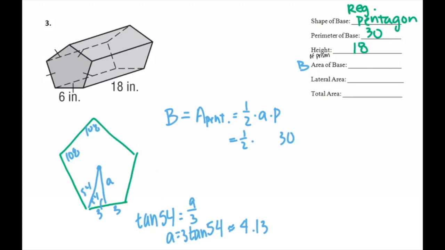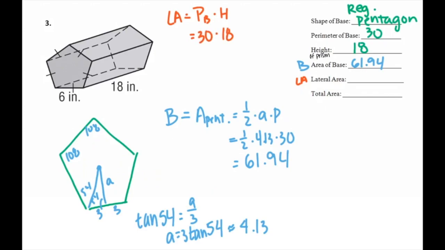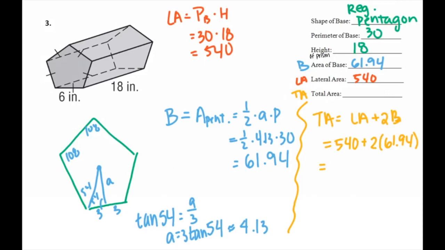So I'm going to put that in for the apothem. So when I go to finish solving for the base, I'm going to multiply all that, and rounding I get 61.94. Okay, so now we have enough information to find the lateral area and total area. So the lateral area formula, perimeter of the base times the height. Height is big H, so height of the prism, which is 18, so 30 times 18, and my calculator says 540. And this one took up a little room, so the total area is the lateral area plus the 2 bases. 540 plus 2 times 61.94.